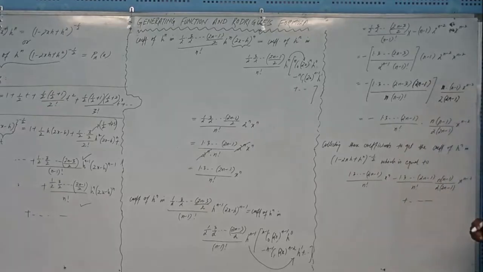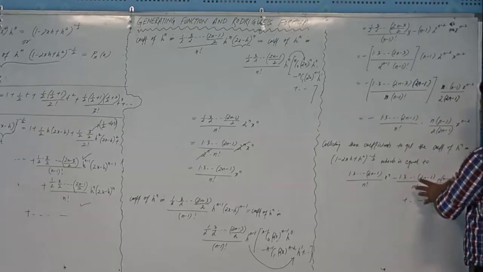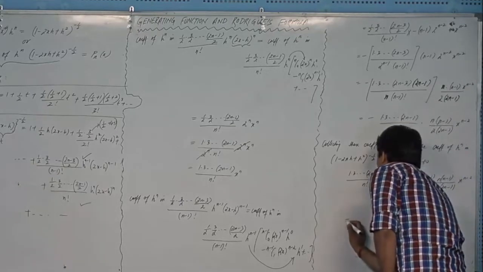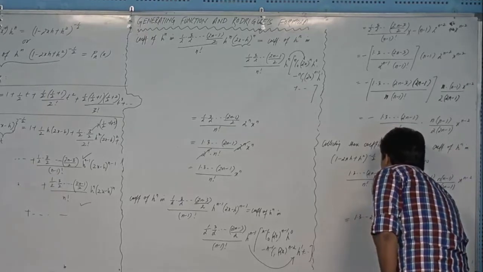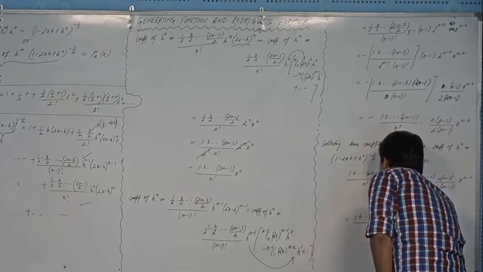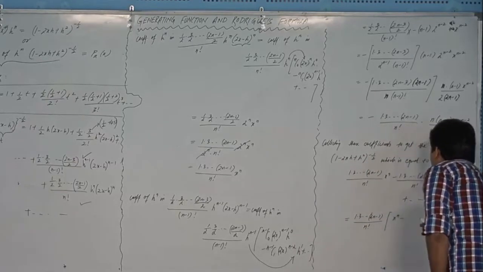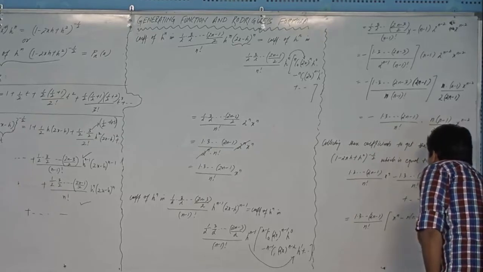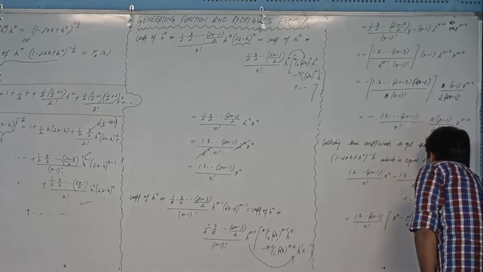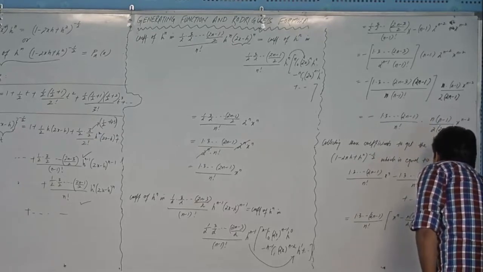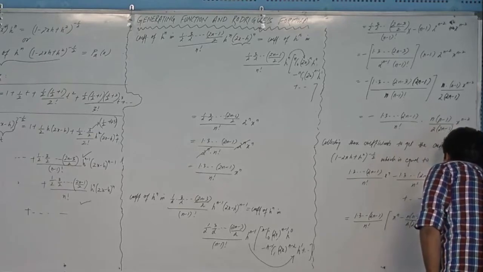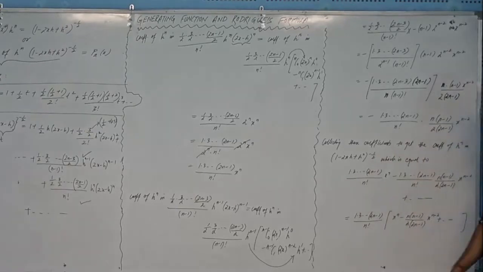There will be so many coefficients. I have only found 2 of them, right? And then I will take common 1, 3 up to 2n minus 1, divided by n factorial, right? And inside the bracket I will be having x to the power n minus n minus 1 divided by 2 times 2n minus 1, x to the power n minus 2, and so on, right?